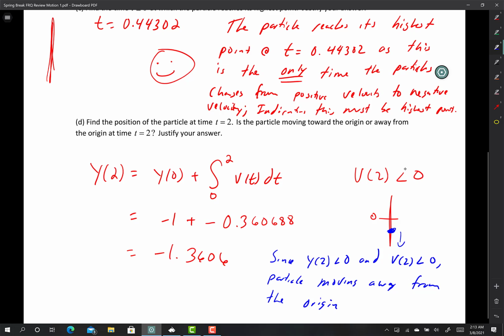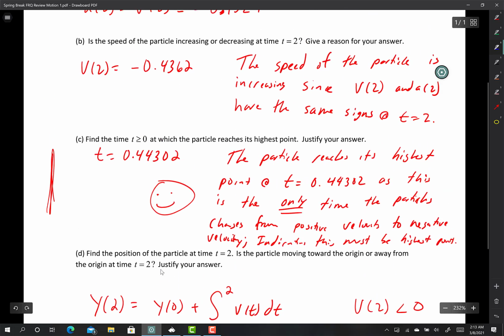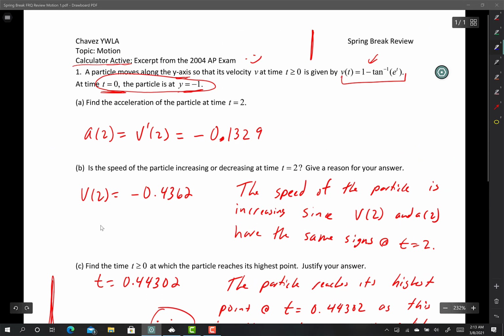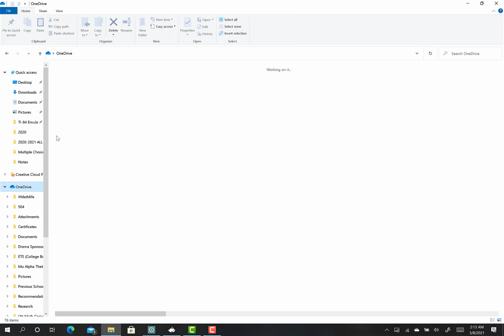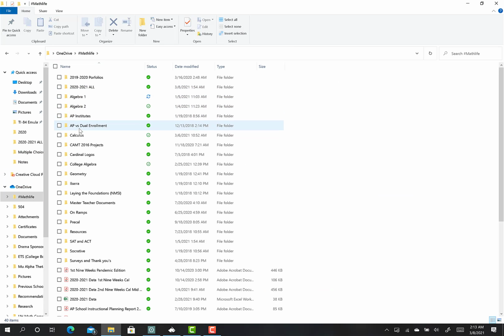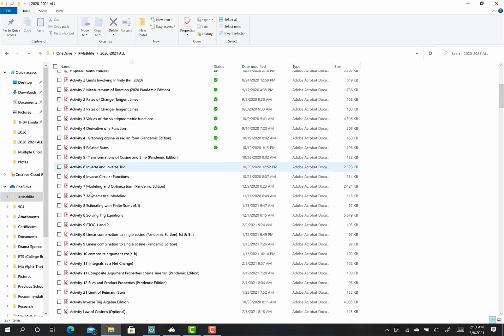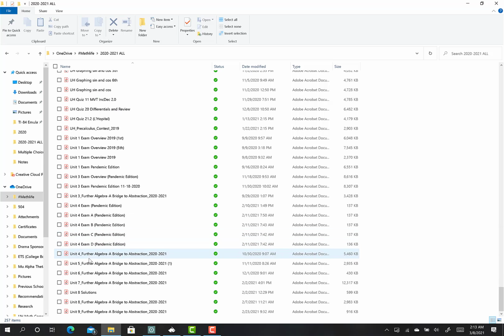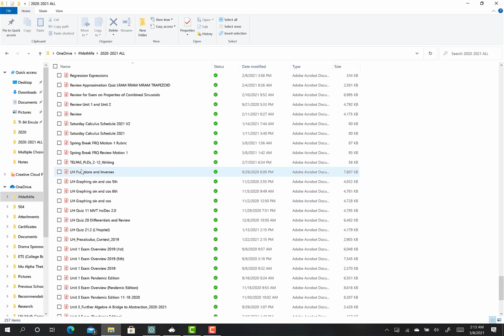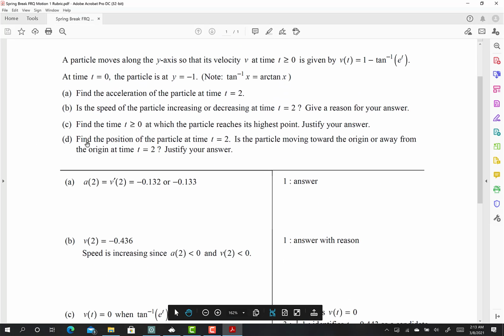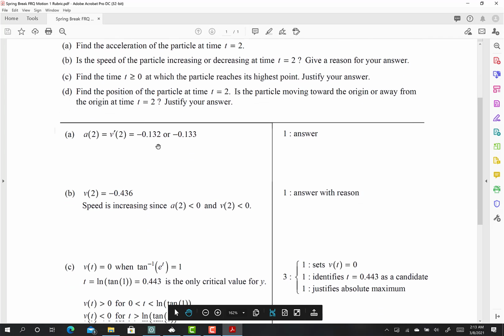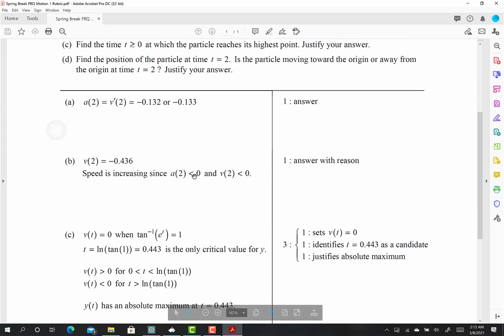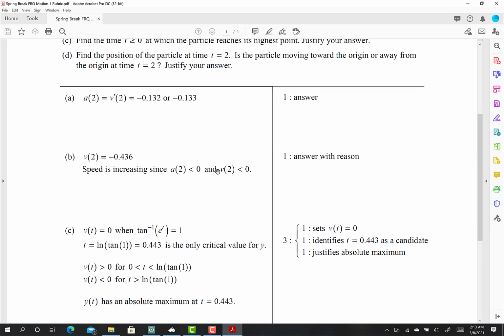Let's see if we got all the points, guys. So let me take out that rubric. It was a spring break one. Let's see. I think we got letter A, perfect. Letter B, speed is increasing, says acceleration and velocity have the same signs. That's what it means there. Acceleration is negative, velocity is negative.